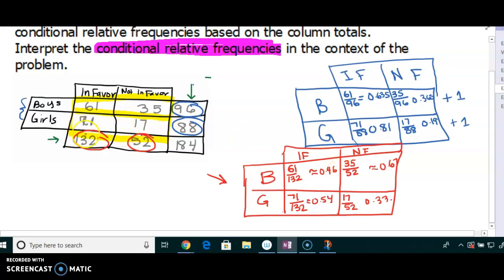These are conditional upon whether or not they were in favor or not in favor. So now our joint frequencies are the same, but we're going to put in favor out of 52, not in favor out of 32. Okay, so if I want to interpret these, I can say, notice these probabilities add up to 1, these probabilities add up to 1. So I can say of all the people that voted in favor, 46% were boys, 54% were girls. For all of them that voted not in favor, 67% were boys and 33% were girls. Okay, so two different approaches, but either one of these would work.